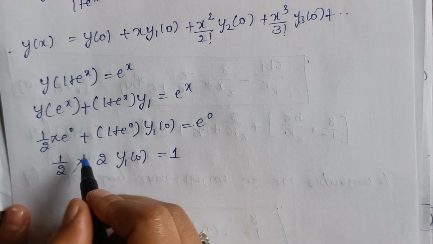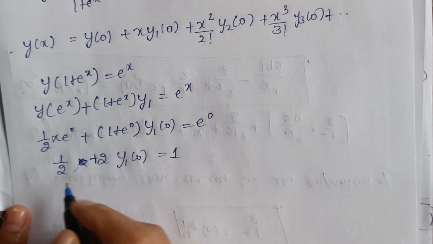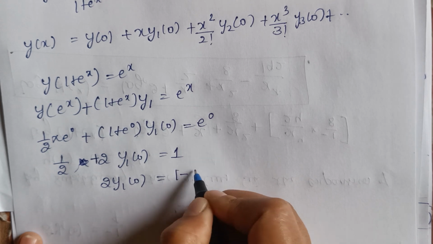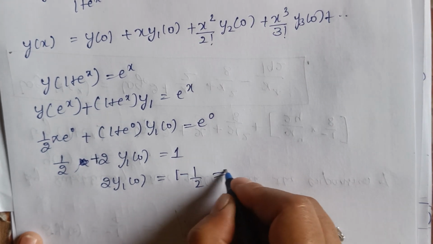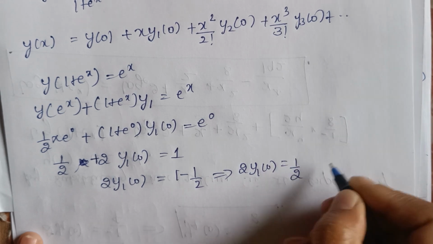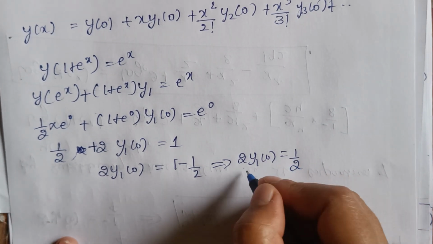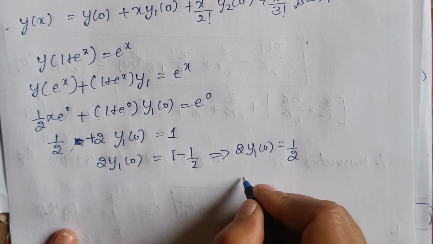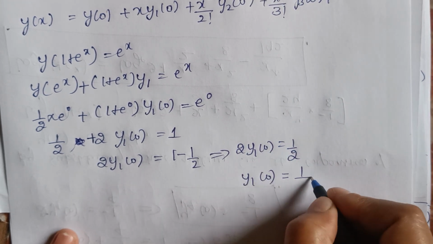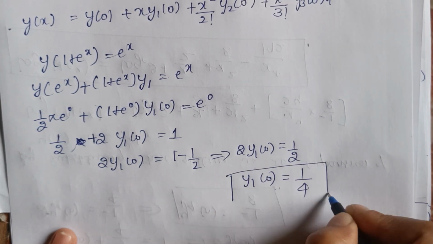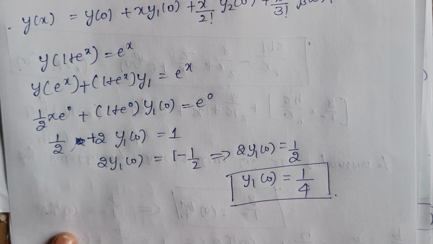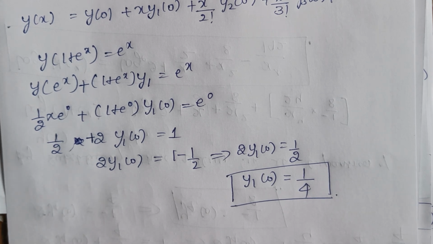Sorry, I am getting confused. So 2 y1 of 0 is equal to 1 minus 1 by 2, which is 2 y1 of 0 is equal to 1 by 2. Now this can be written as y1 of 0 is equal to 1 by 4. So y1 of 0 is 1 by 4.